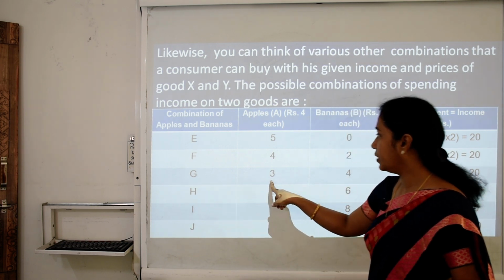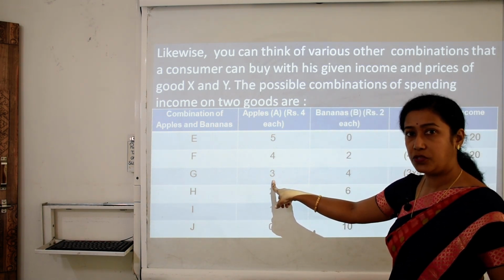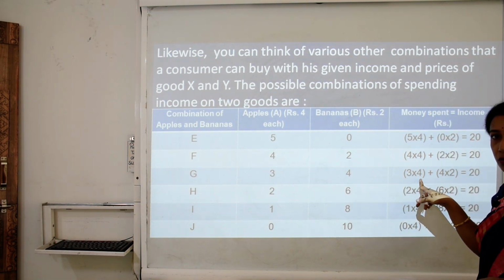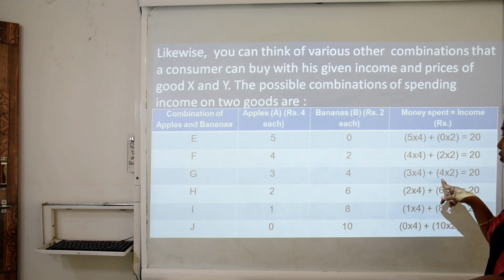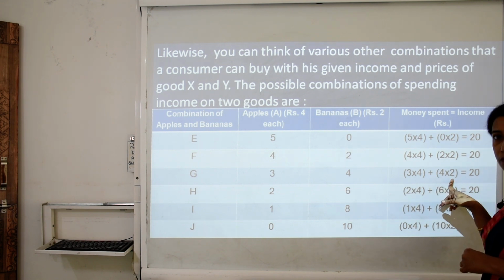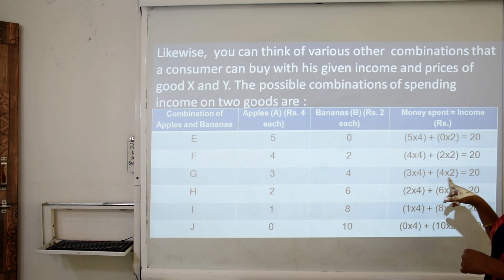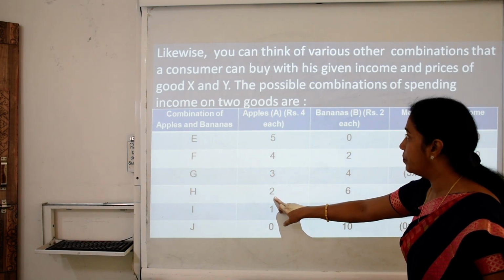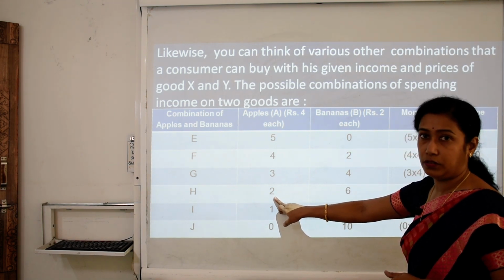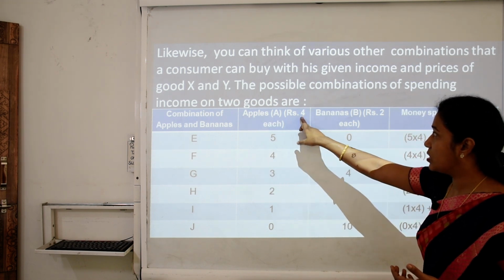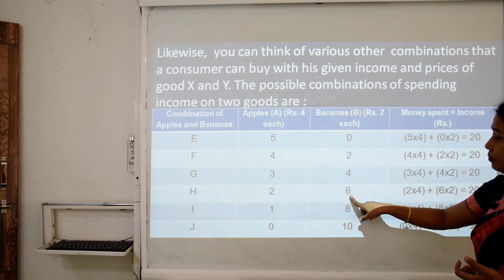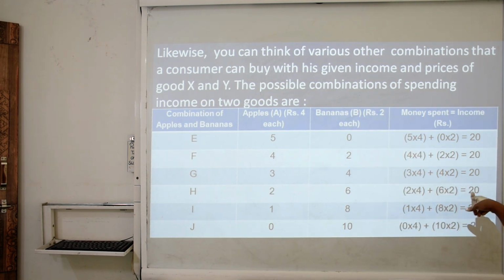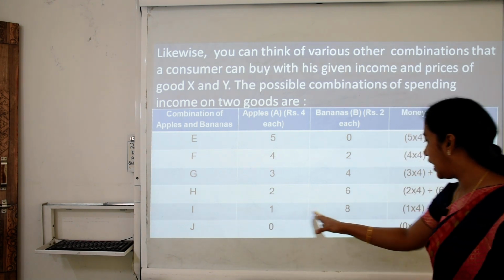In the same way for G, he will purchase 3 apples and 4 bananas. So 3 apples costing 4 rupees is 12, plus 4 bananas, whose price is 2 rupees, is 8. So 12 plus 8 is 20. Again for the H combination, he is purchasing 2 apples costing 4 rupees and 6 bananas costing 2 rupees. So 2 into 4 is 8 plus 6 2s are 12, again 20. Likewise he can have some more combinations.